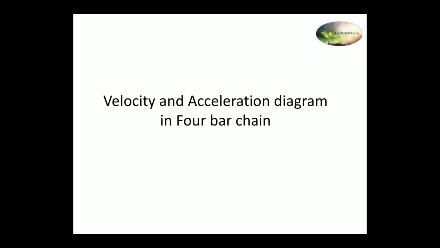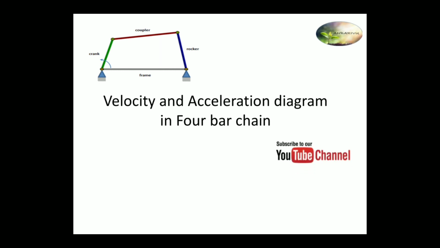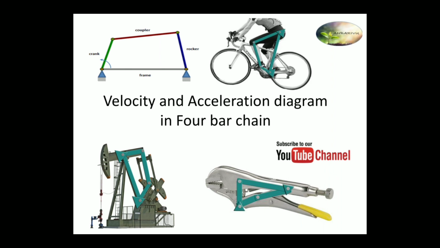Hello students, today we discuss velocity and acceleration diagrams in a 4-bar chain. A 4-bar chain has 4 links: frame, crank, coupler and rocker. The frame is fixed, the crank rotates, and the coupler and rocker oscillate. Examples: the running of a bicycle, an oil pump, vice grips.